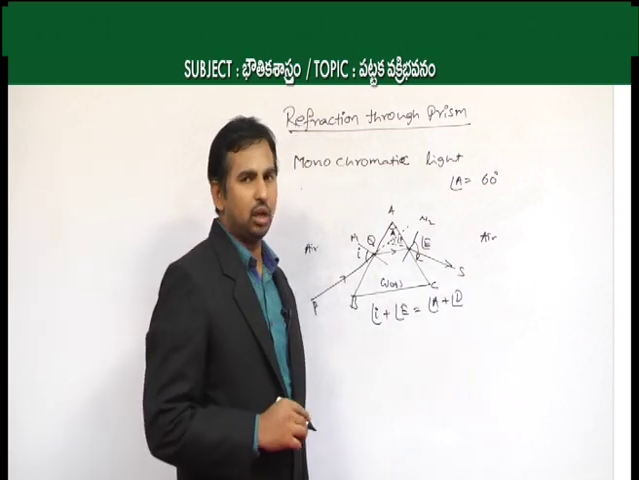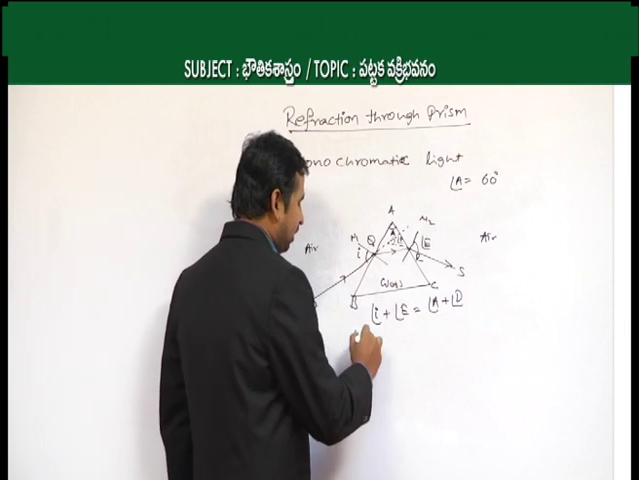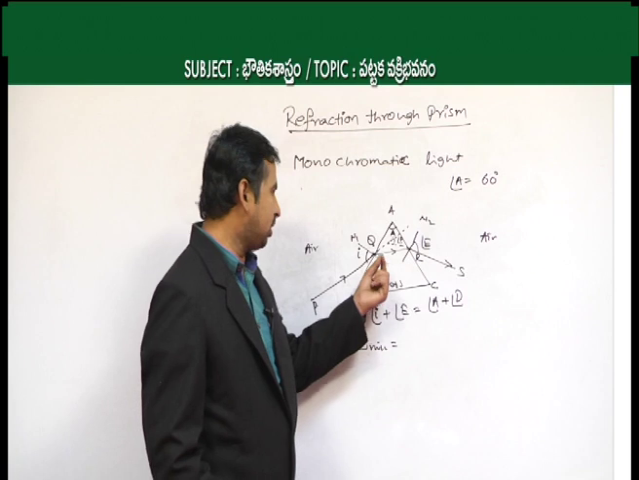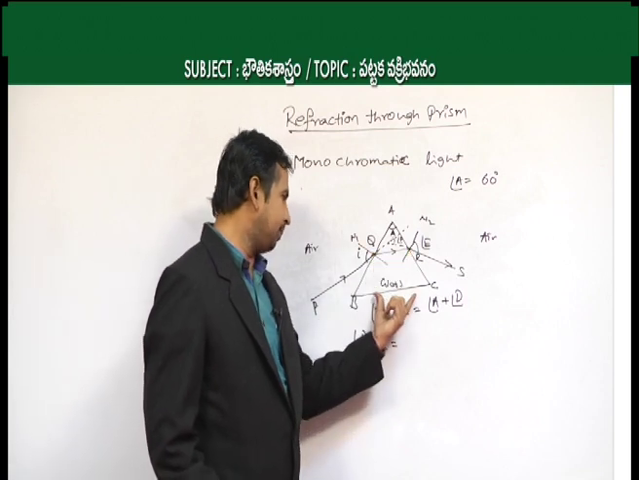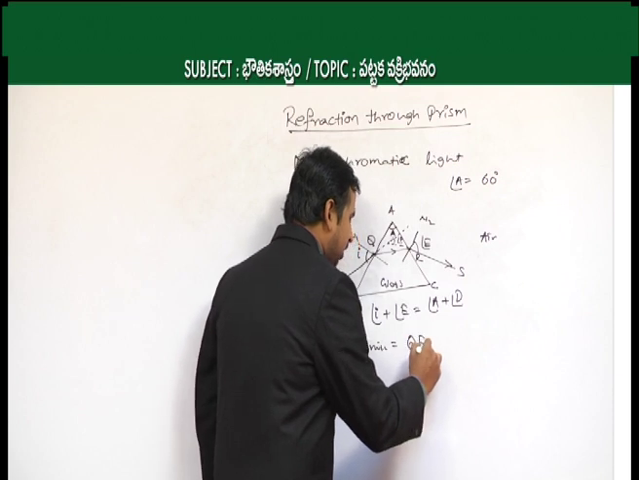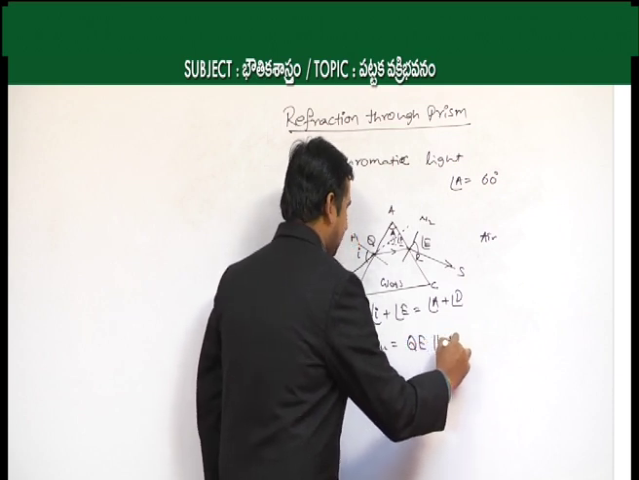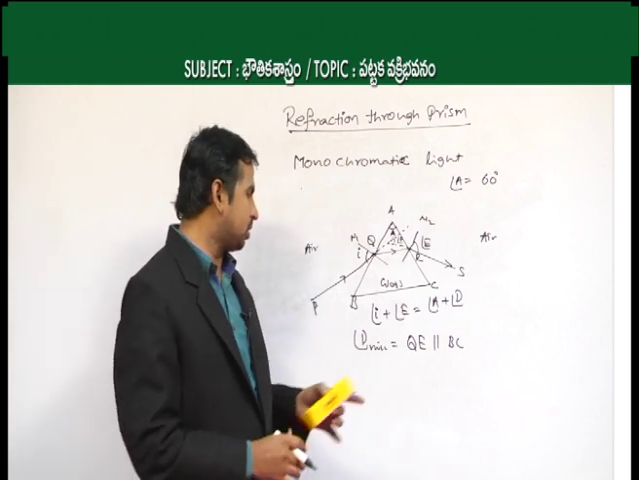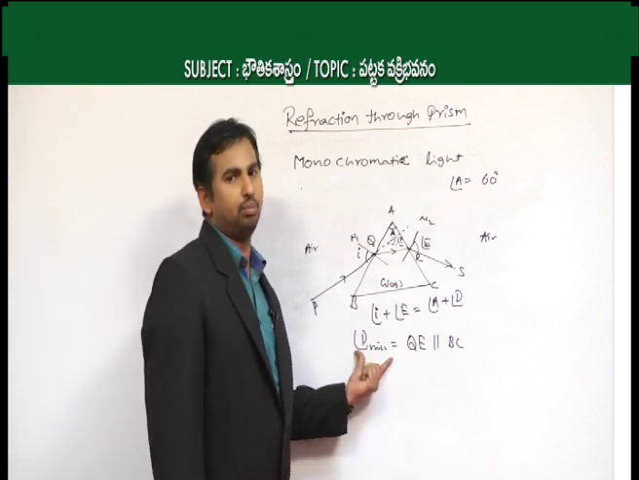Then we will have the minimum deviation when QE and BC, these two, are parallel to each other. In those cases the angle of deviation becomes minimum.